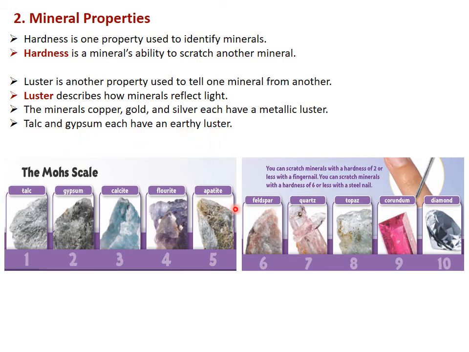Now, let's take a look at these two pictures. A scientist named Friedrich Mohs developed a scale to compare the hardnesses of different minerals. On the Mohs scale, a mineral with a higher number can scratch another mineral with a lower or equal number. The softest minerals score a 1. Every other mineral can scratch minerals with a hardness of 1. The hardest mineral, a diamond, scores a 10 on the Mohs scale. A diamond can't be scratched by any mineral except another diamond.